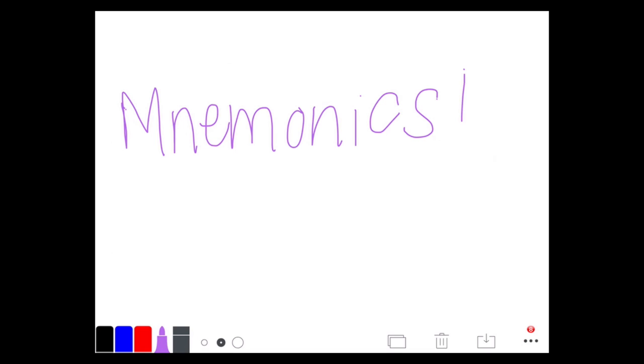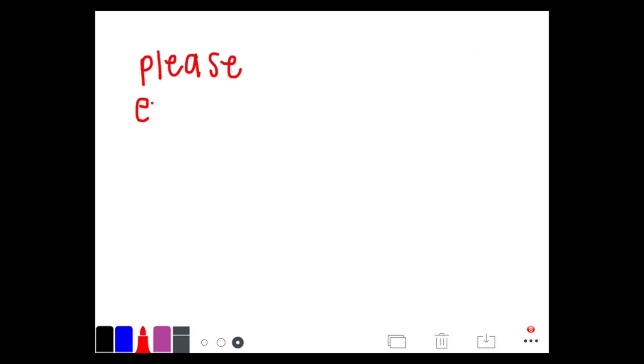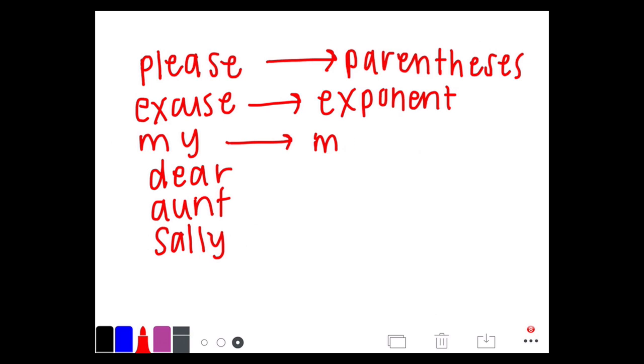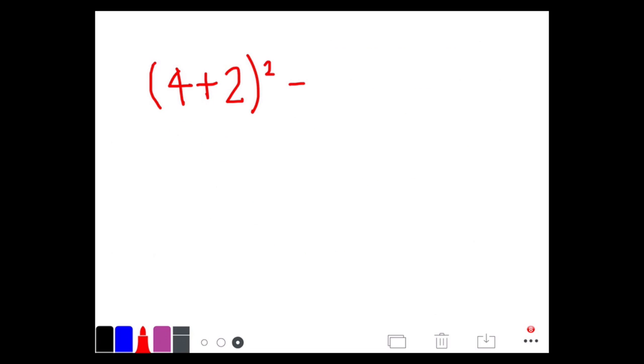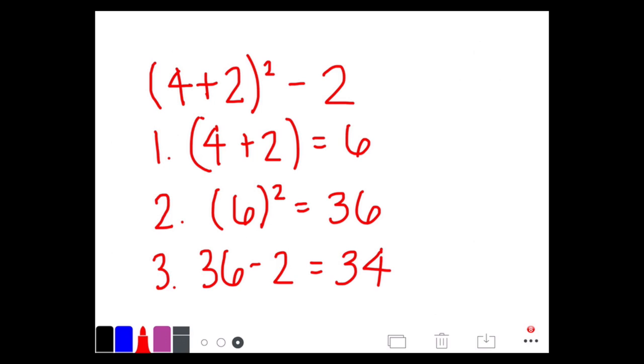Mnemonics can also help you to organize knowledge for studying. For instance, how do you remember order of operations for this math problem? 4 plus 2 squared plus 2. A commonly used mnemonic is, please excuse my dear Aunt Sally. Please is for parentheses, excuse is exponents, my is multiplication, dear division, aunt addition, and Sally subtraction. From this problem, we know that 4 plus 2 is equal to 6, and the parentheses is first. Then you do 6 squared as the exponent is equal to 36, and 36 minus 2 is equal to 34.